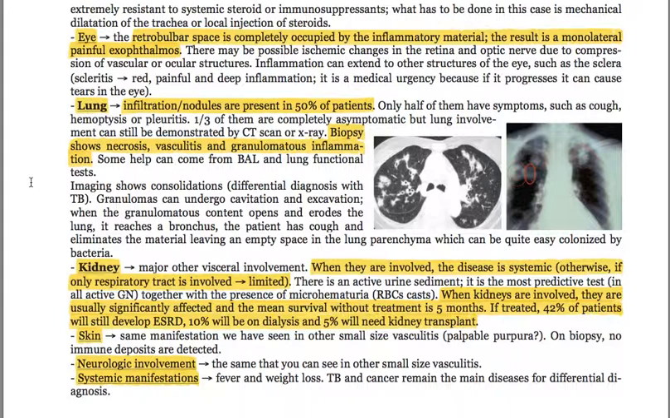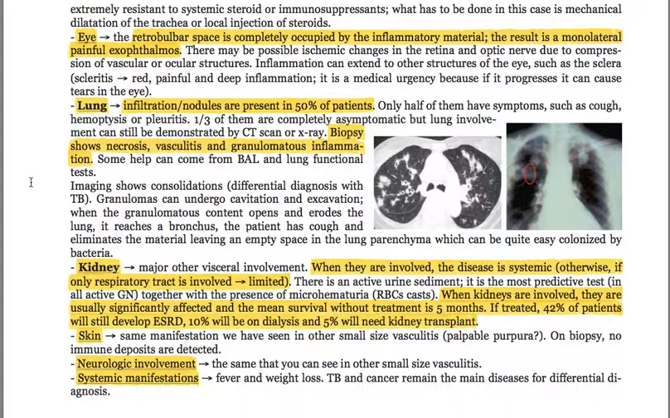In the eye, the retrobulbar space is completely occupied by the inflammatory material. The result is a monolateral, painful exophthalmos. There may be possible ischemic changes in the retina and optic nerve due to the compression of vascular or ocular structures. Inflammation can extend to other structures of the eye, such as the sclera, so scleritis, red, painful, and deep inflammation, and it's a medical emergency because if it progresses, it can cause tears in the eye.